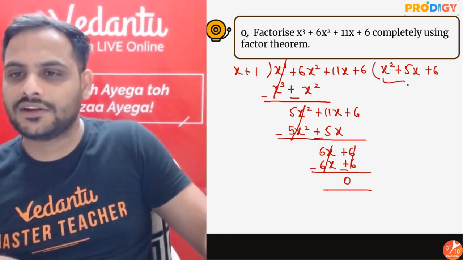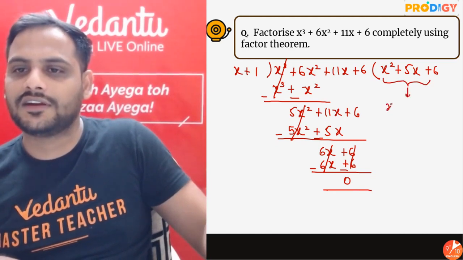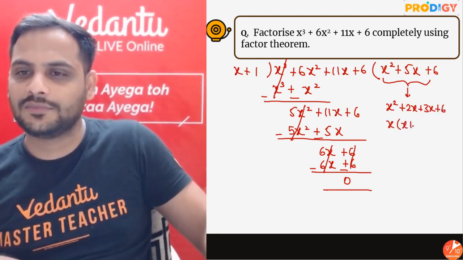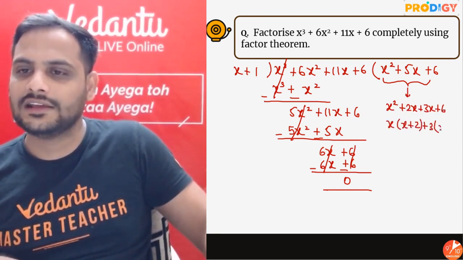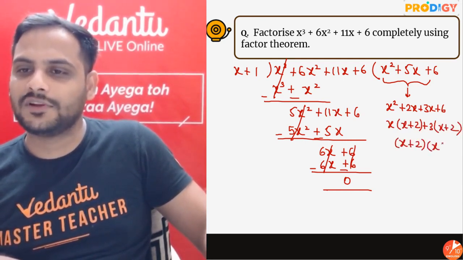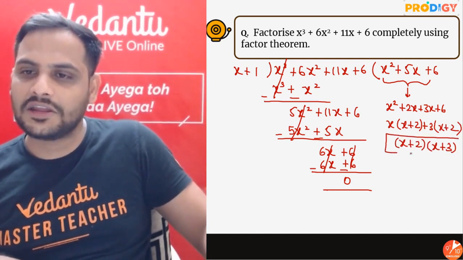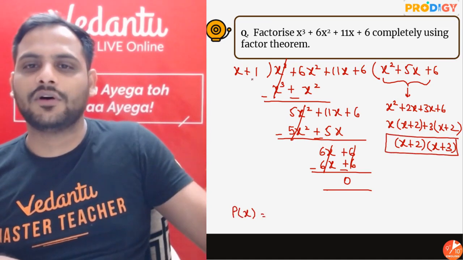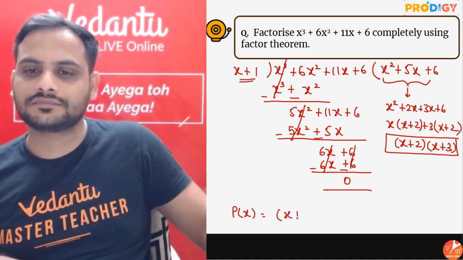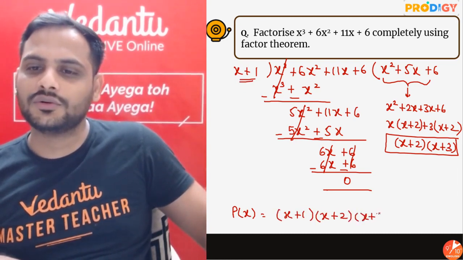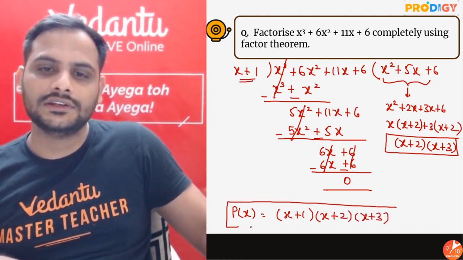Now the remaining 2 factors will come from the factorization of this quotient. The factorization will be x square plus 2x plus 3x plus 6. So x into x plus 2, plus 3 into x plus 2. So you will get x plus 2 into x plus 3. These are the remaining 2 factors. So this polynomial, one factor we already know is x plus 1, and the remaining 2 factors are x plus 2 and x plus 3.